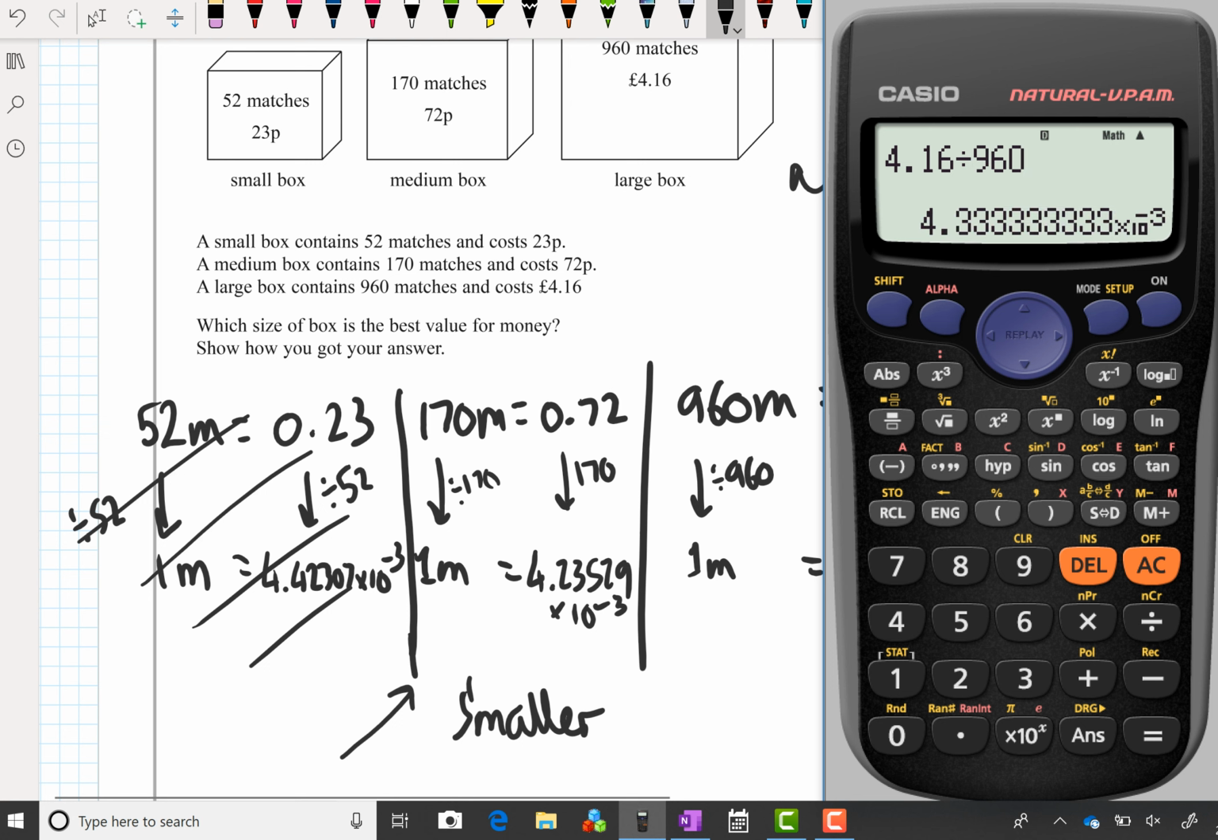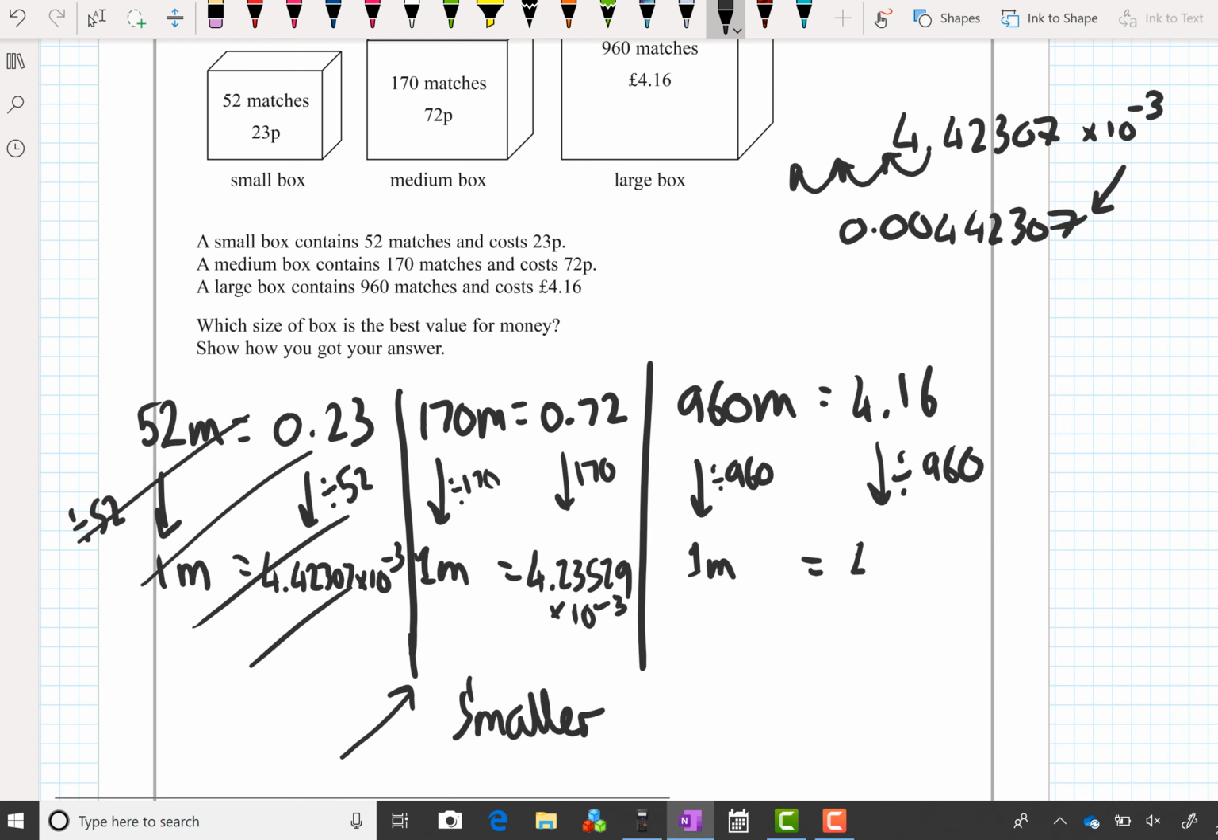4.3 recurring. Don't have to remember that one. You either put a dot above the 3, so that's 4.33333333, or 4.3 recurring. You don't put it above all 3 because that'd just be stupid. So that's times 10 to the minus 3.